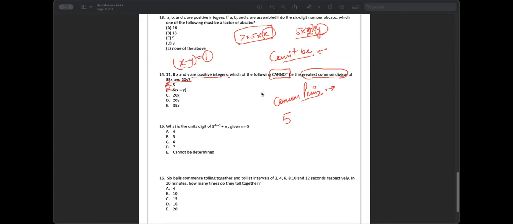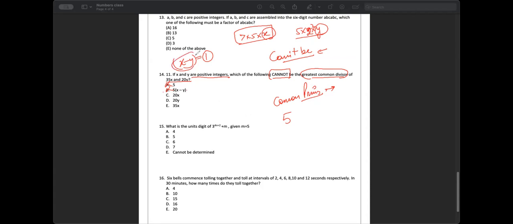Jay, Lakshya, how did you get B? So I actually eliminated the first A, 5. 5 definitely would be a GCD. C, D, E: I thought 35x, so we have that number, so that can be a greatest divisor. Yep. 20y can also be there, and 20x. But 5 into x minus y, definitely.